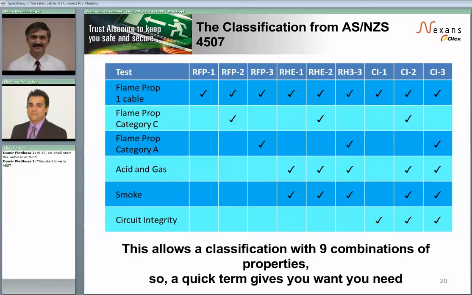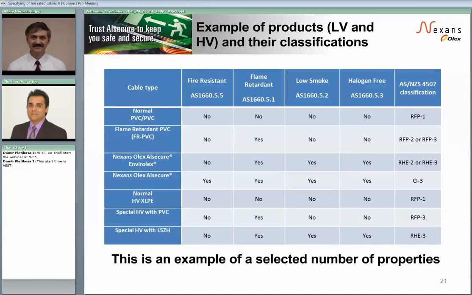An alternate use of the 4507 is to present a table somewhat like this. On the left-hand side is different cable types, and of course the Nexans Olex cable types that I've put there. And in the columns are various properties, and in the final column you could have a 4507 classification that then relates to that particular product type. So such a chart would assist in identifying the 4507 classification for each product and enables the classification in a contract specification, for example.